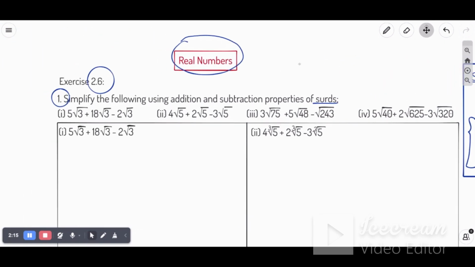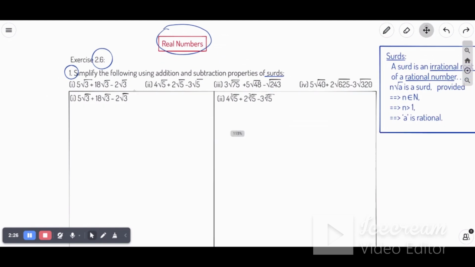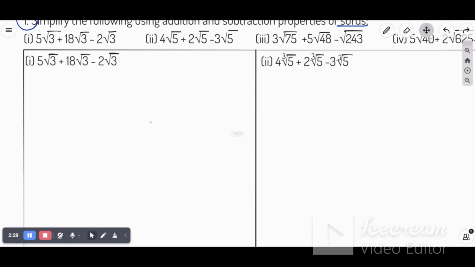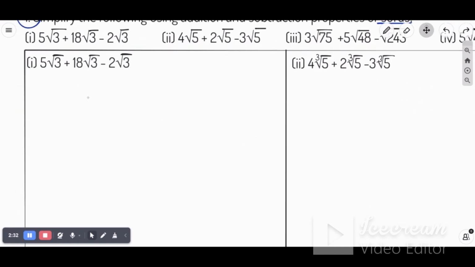So the question is to simplify the addition and subtraction of surds, right? So let us do this. The first one is 5 root 3, 18 root 3 and minus 2 root 3. Let me go a little closer. If you analyze this question a little bit, all of these have root 3 in common. So it is very easy to do this. What you can do is take the remaining numbers with that root 3: 5, 18 and the minus 2. Since it is minus, you have to be careful with it.